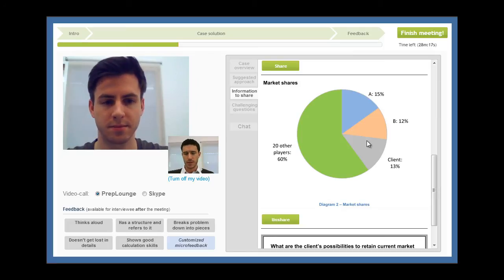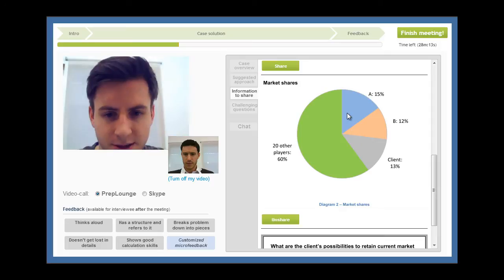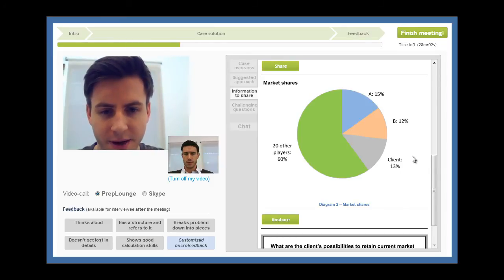I'm just sharing. You can see now. Okay. Interesting. Let me just look at this. Okay. What can you conclude out of it? What pops into my eye, we have 3 big market players, of which our client is one of them, and 20 others with an average market share of, let's say, about 3%.